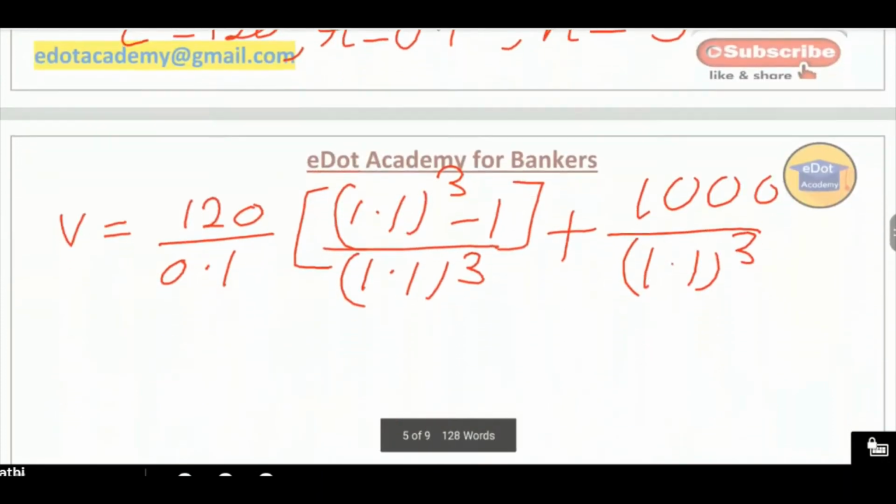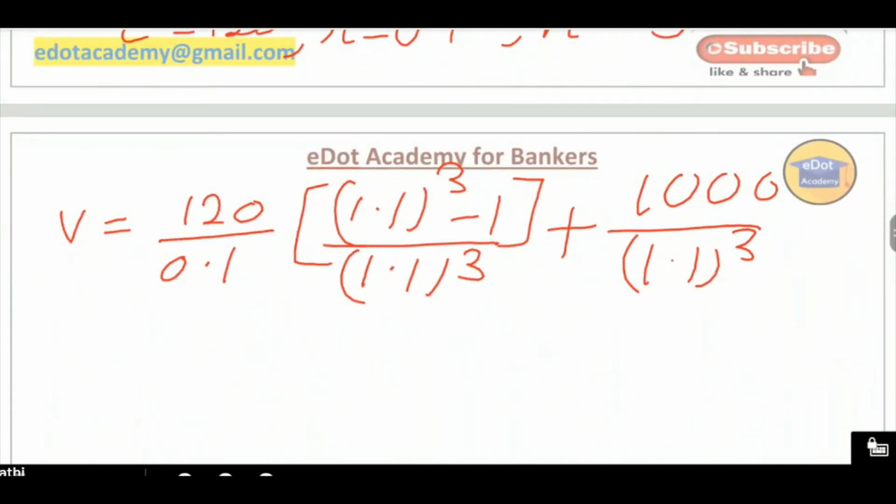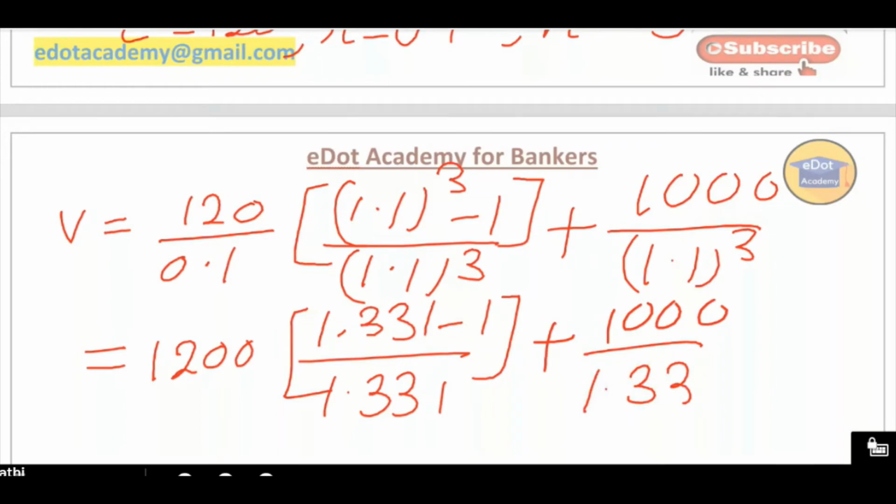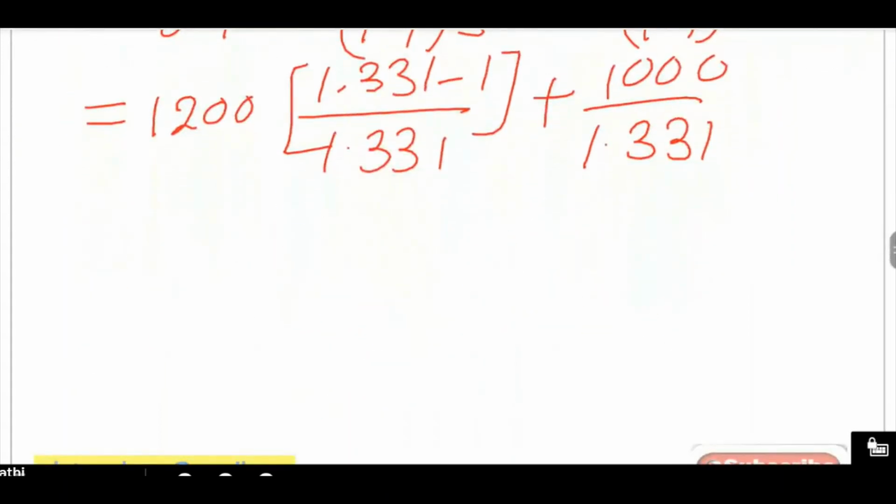Okay, now 120 divided by 0.1 becomes 1200. Now calculate 1.1 cube. We have already calculated 1.331 minus 1 divided by 1.331, plus 1000 divided by 1.331. Okay, now calculate, means 1.331 minus 1, then you put the values. If we calculate here, we'll get the value like this.